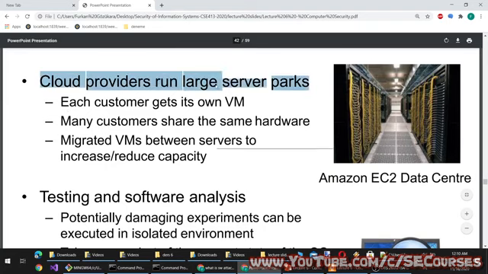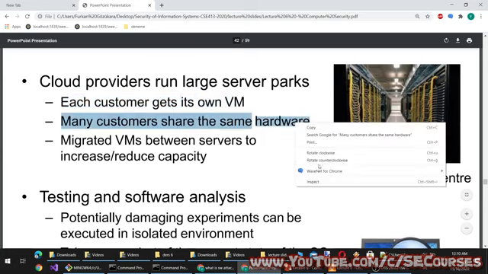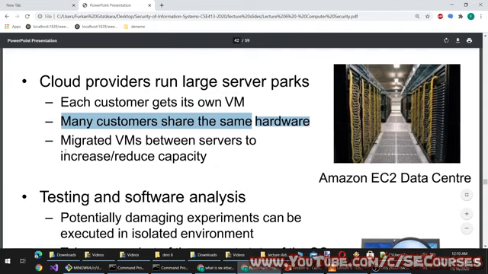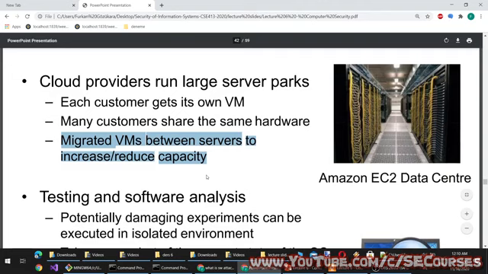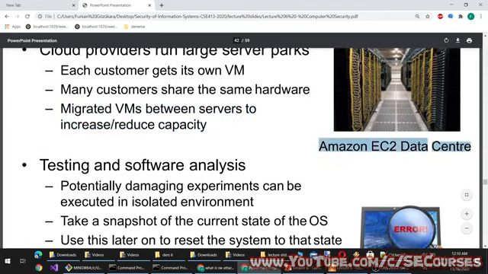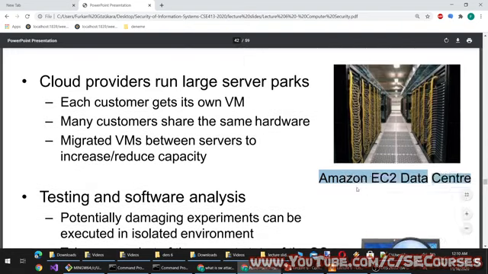Hypervisor examples of use. Cloud providers run large server parks. Each customer gets its own VM. Many customers share the same hardware. Migrate VMs between servers to reduce capacity. Amazon EC2 Data Center.